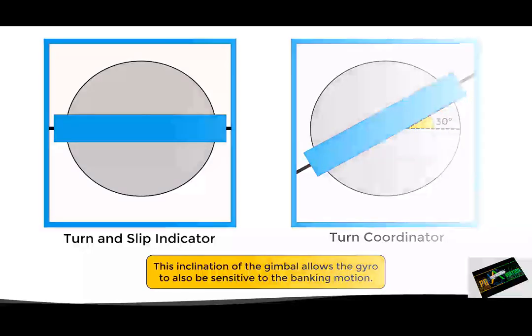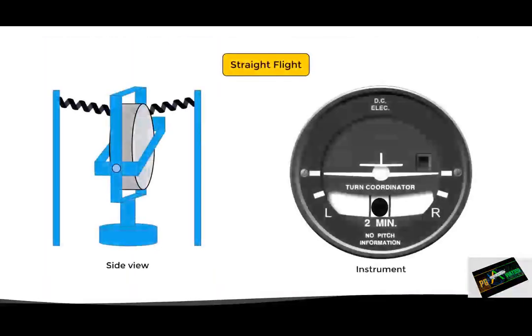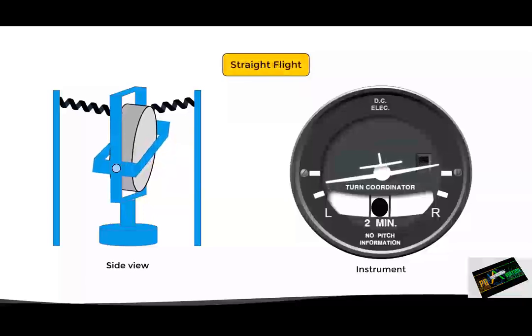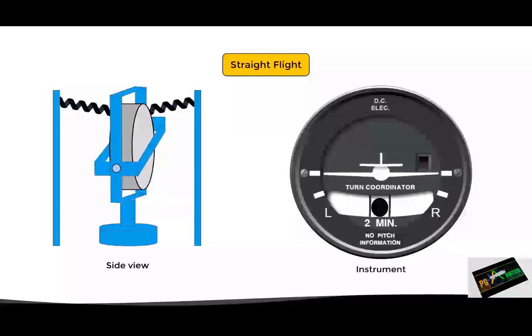Let's see some examples. Here the aircraft is flying straight, so the gyro remains in the neutral position, and the wings of the miniature aircraft are leveled, pointing to the upper marks. If the aircraft starts turning to the left, the precession caused by the heading change and the banking motion will cause the gyro to tilt this way, moving the miniature aircraft to indicate a turn to the left. This will happen as long as the aircraft continues to turn, because when the aircraft stops turning, the precession will stop and the springs will return the gyro to the neutral position, leveling the wings of the miniature aircraft.